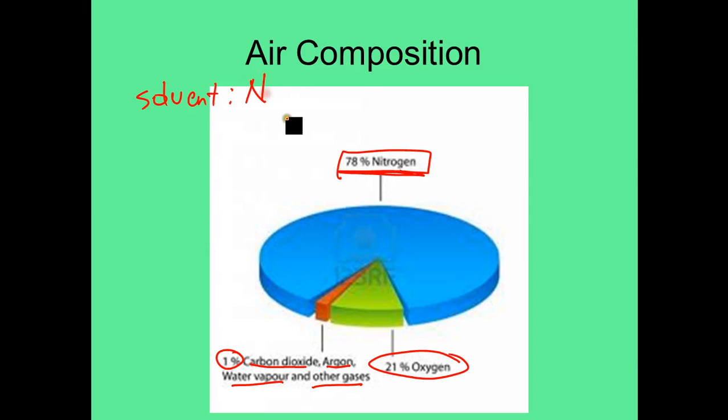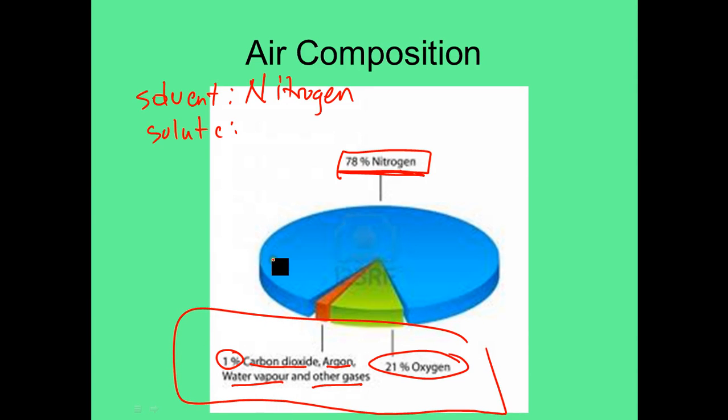So nitrogen is the solvent. Write this down on your page, by the way. It's part of the assignment. The solute, which is the one we are dissolving in the solvent, is the one that's less common. So there are several. There's all these things listed here. These are all the solutes.